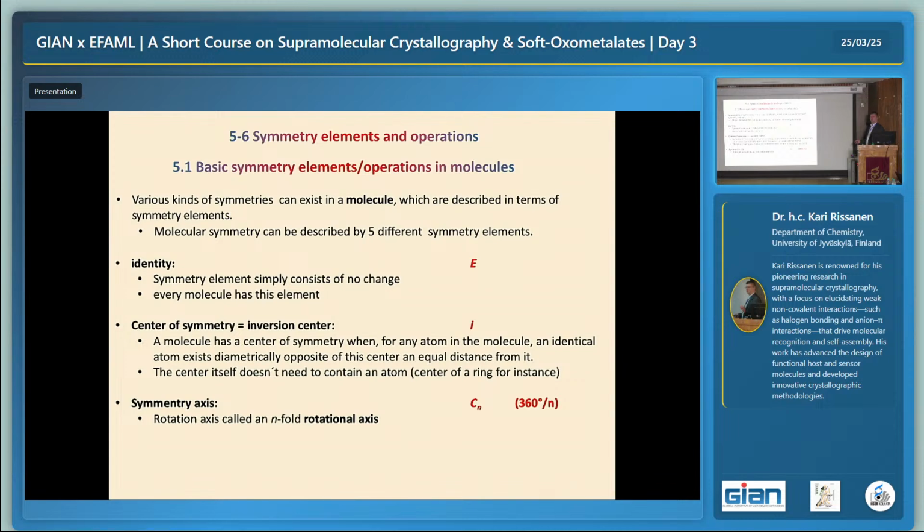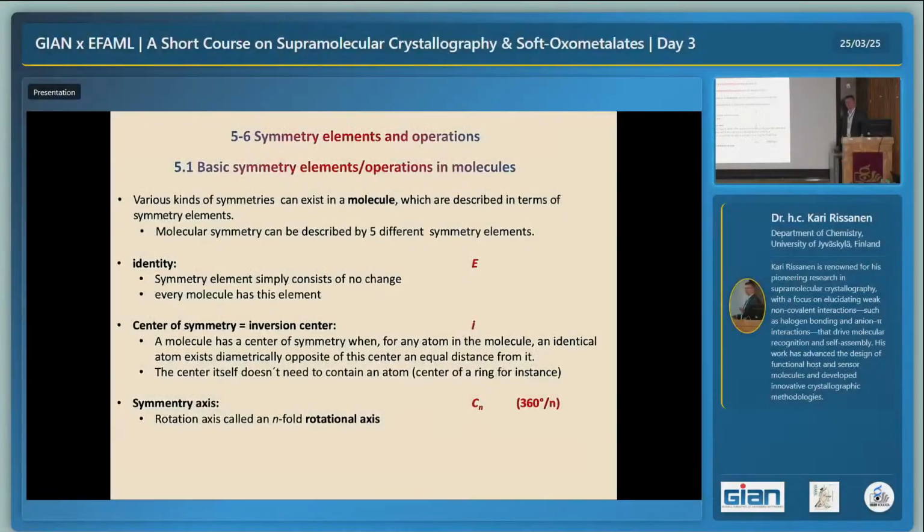So identity is the same as I am. The idea is that there is no change, and in spectroscopy it's defined as E. Every molecule has this, of course, because it is by itself. It's identity, whatever you are, nothing else. So you cannot apply anything to that. There is no way of having a copy of yourself through any means. And this is identity, the lowest possible symmetry element, which means that there is no symmetry element, but it's considered to be a symmetry element also.